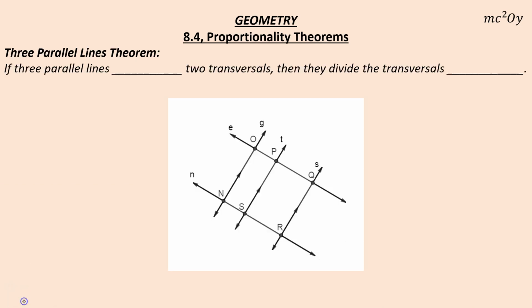All right. Let's take a look at another one, the three parallel lines theorem. So now we have three parallel lines. In this case, line G, line T, and line S. Those are parallel. If three parallel lines intersect two transversals, so in this case the transversals are E and N, the three parallel lines, let's write those, that would be G, T, and S as marked there. Okay, so if they intersect two transversals, then they divide the transversals proportionally.